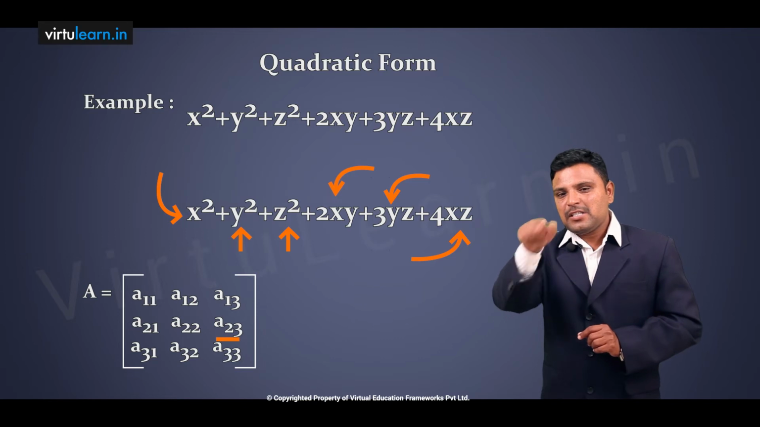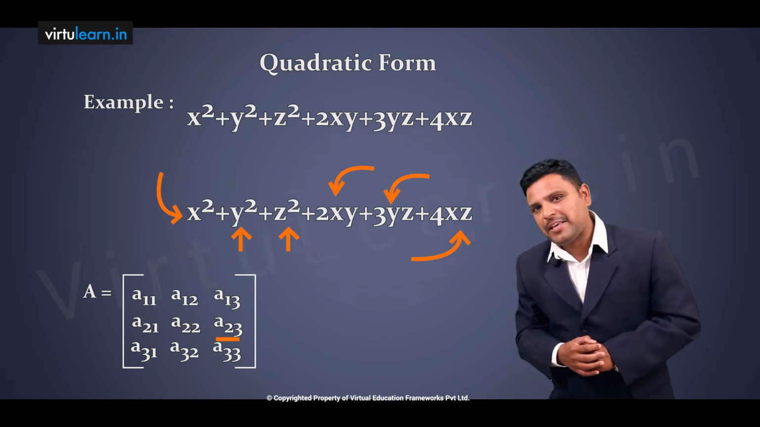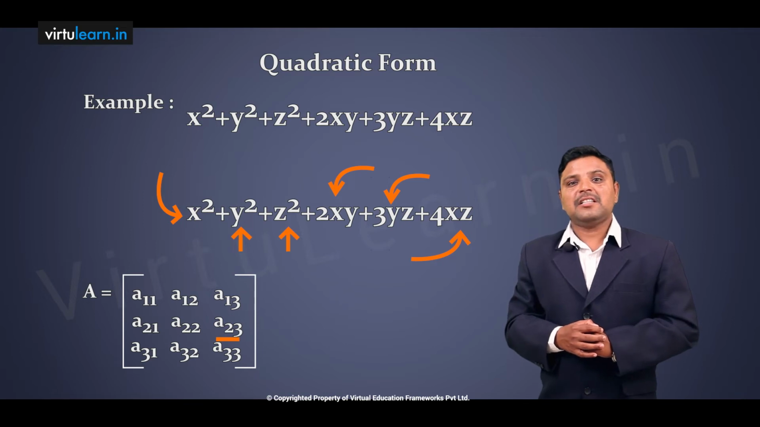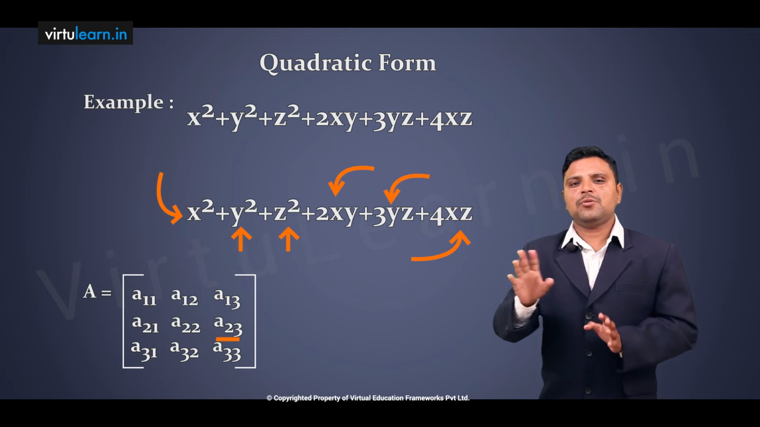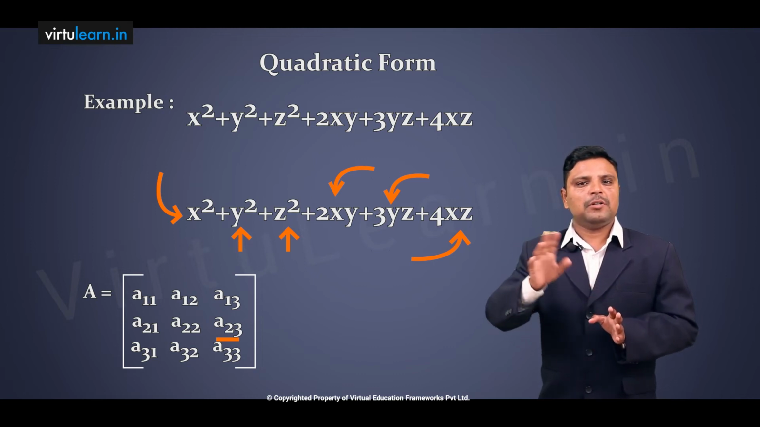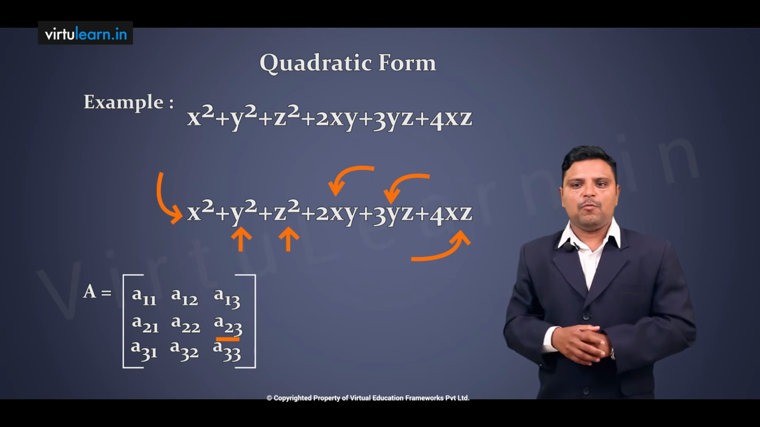The next one, the second row second column element. 2 2 means yy, which is y square. The coefficient of y square is 1. There is only one position available, so you just write the coefficient of y square, 1.